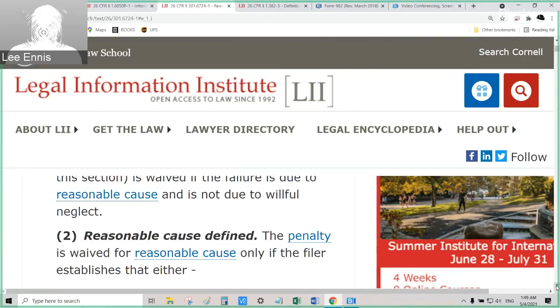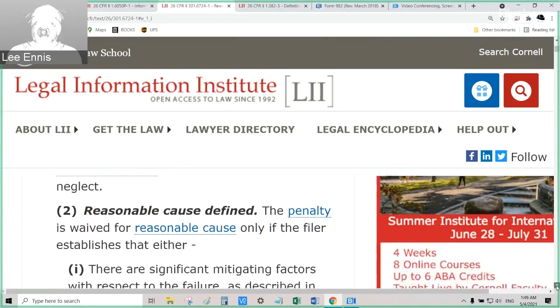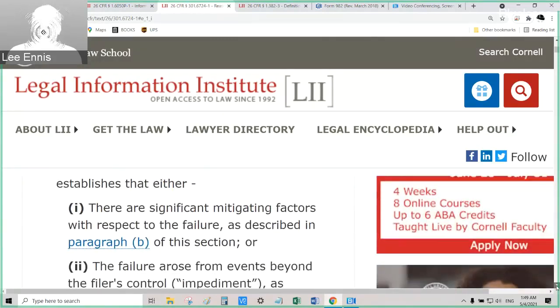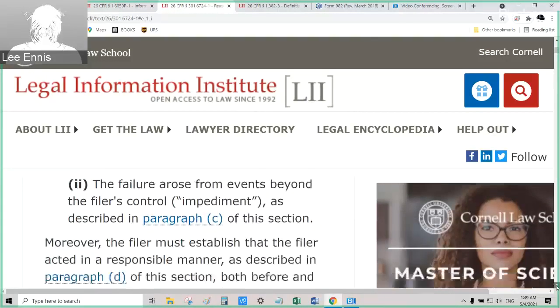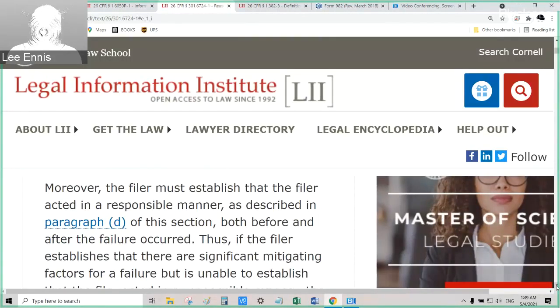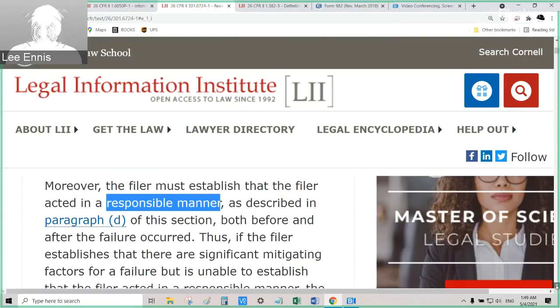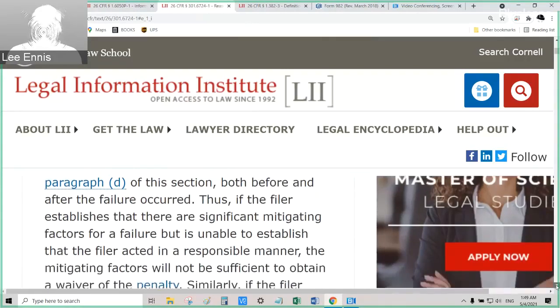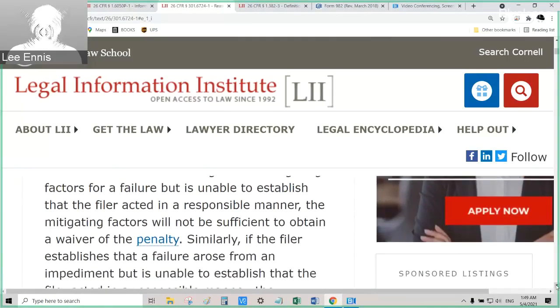So let's talk about what reasonable cause means and what's required here. Again, want to make sure that you acted in a responsible manner, right? All of these indirect terms, but it is important, okay?